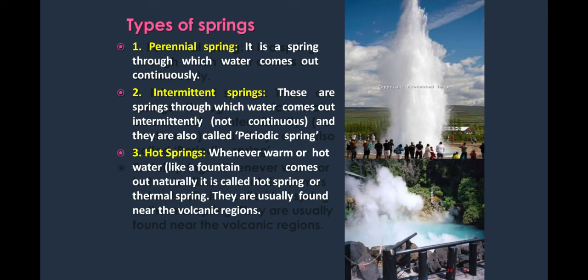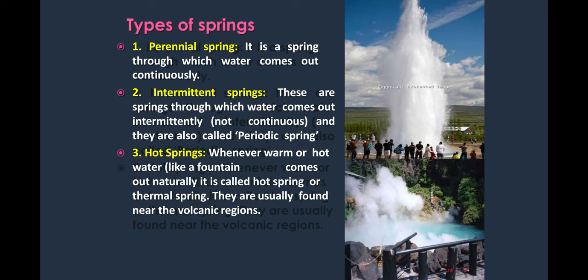Intermittent springs are springs through which water comes out intermittently, not continuously, and they are also called periodic springs. When it rains, it comes, otherwise it may not. Hot springs: whenever warm or hot water, like a fountain, comes out naturally, it is called a hot spring or thermal spring.